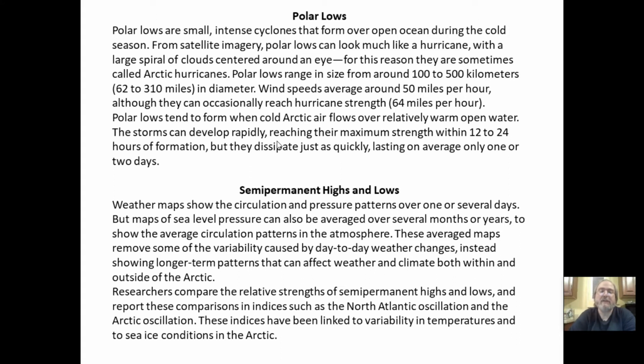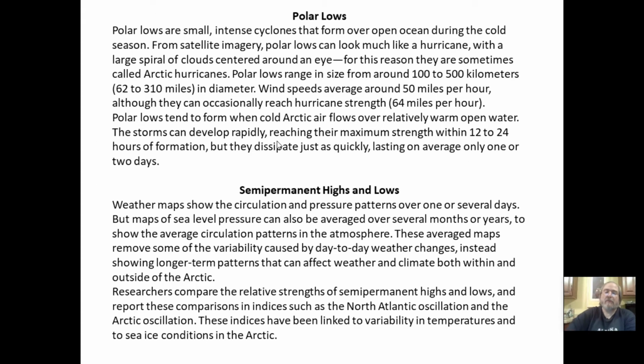Polar lows tend to form when cold Arctic air flows over relatively warm open water. And with the sea ice dwindling, there's more of that happening. The storms can develop rapidly, reaching a maximum strength within 12 to 24 hours of formation, but they can dissipate just as quickly, lasting on average 1 or 2 days.